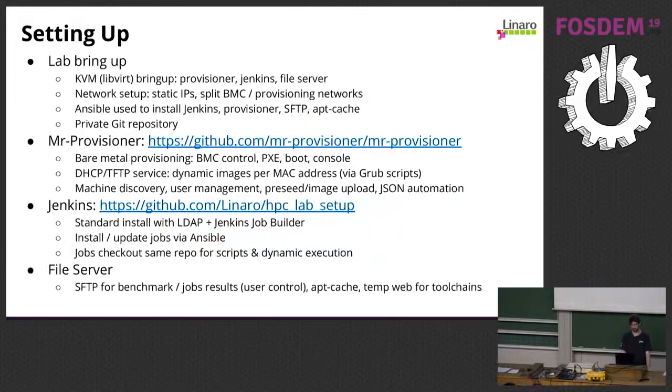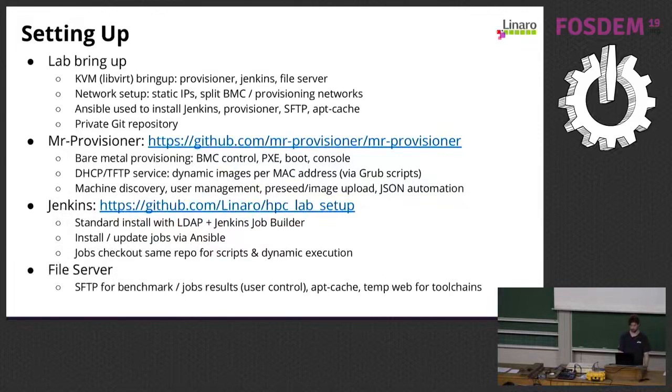The Jenkins, we have a couple of jobs. The management of the Jenkins is all done via Ansible. Everything is in a GitHub repository, meaning everything is versioned and very easily manageable. And finally, the file server, as I've already mentioned, needs a secure and private storage space. And we've got a package cacher and some storage for the tool chains that we use for the benchmarks.